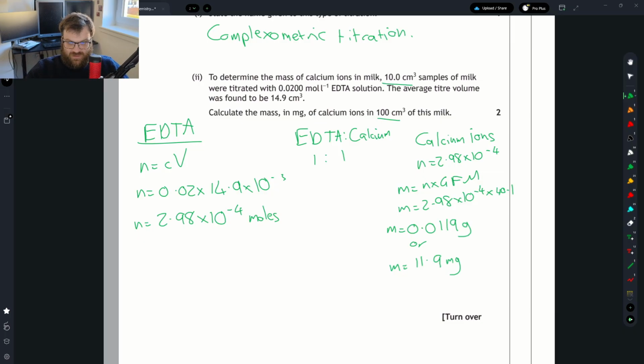100 centimeters of milk. That was for 10. Okay, so there'll be that many milligrams in 10 centimeters cubed. So there'll be 10 times as much in the full 100 centimeters cubed. And because we're scaling it by 10, you could have timesed the end of the parts by 10. So really, if it took 14.9 centimeters cubed EDTA for 10 centimeters cubed of milk, then it would take 149 centimeters cubed to get 100. And then you could just run that through without having to do the scaling at the end. Just at some point, you need to scale it up by a factor of 10.